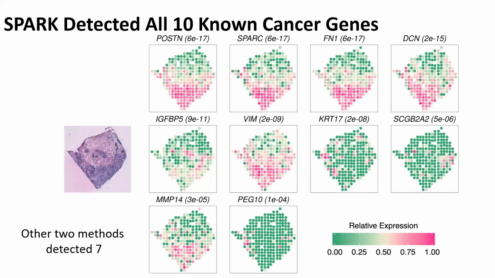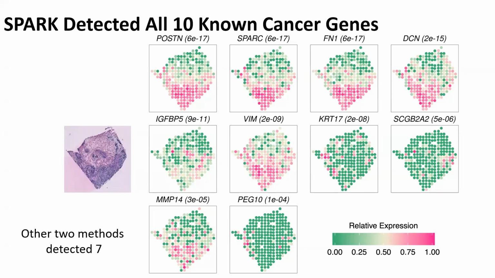So we did a lot more rigorous analysis. The first thing we did was to look at some known genes. There are 10 known genes in this data set. And among the 10, it turns out that Spark can identify all 10, while the other 2 methods combined can only detect 7.